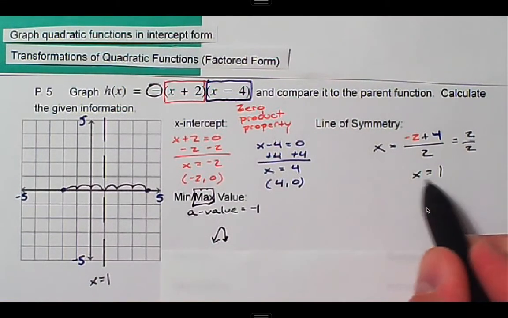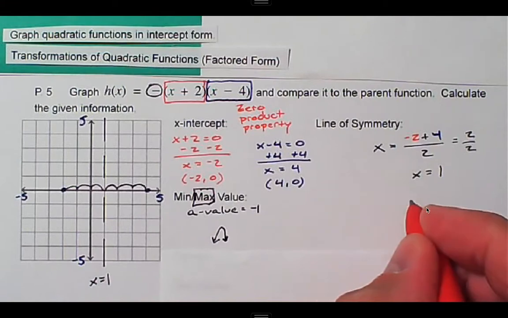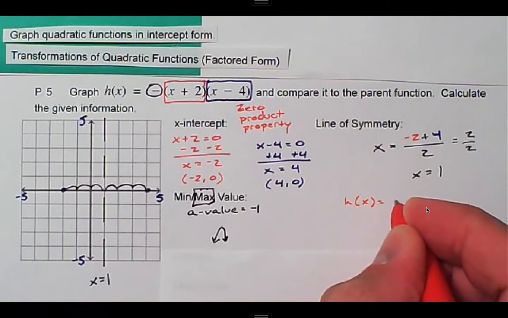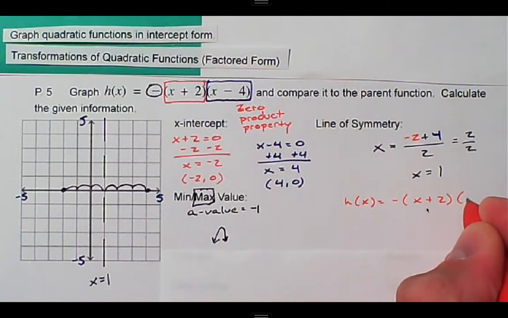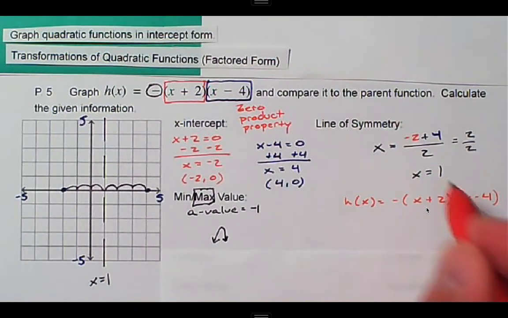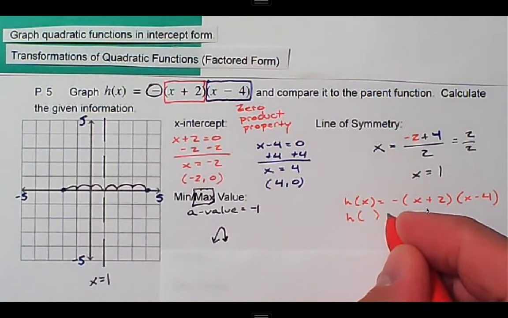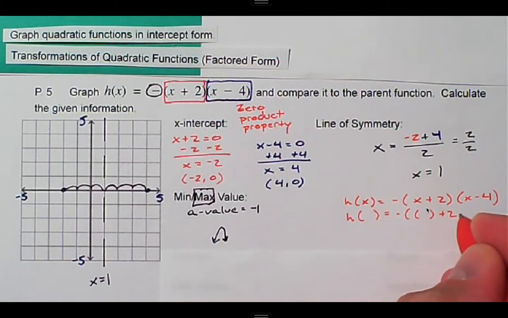So I'm going to take my x value, which is 1, substitute it into the equation, and figure out what my actual vertex is going to be. So the equation is h of x equals negative times the quantity x plus 2 times x minus 4. And we're going to take the x value and substitute it in. So the function evaluated at 1 is equal to negative times 1 plus 2 times 1 minus 4, and figure out what that's going to be.